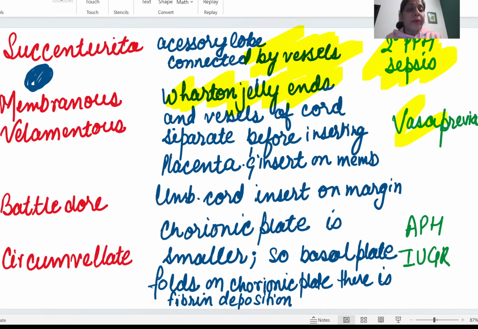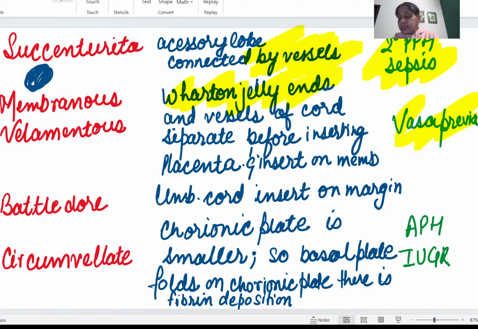What is vasa previa? In placenta previa we studied that the placenta was in the lower segment. What is vasa previa? When the umbilical cord vessels are in the lower segment, then it is vasa previa. Because here Wharton jelly has ended up beforehand and vessels can be in the lower segment, that situation is vasa previa.